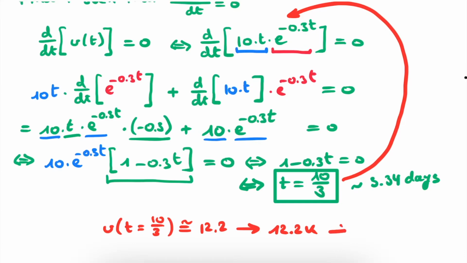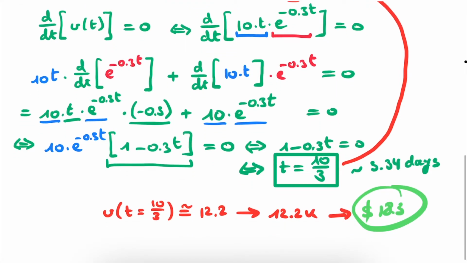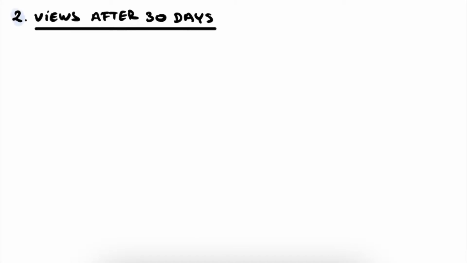And if we use the conversion factor of 1.5 per 1000 views, then that would give us $18.3 at the maximum daily views. And after this warm-up exercise, where we basically just had to calculate the derivative, let's go to a more involved one, where we have to calculate the number of views after 30 days.